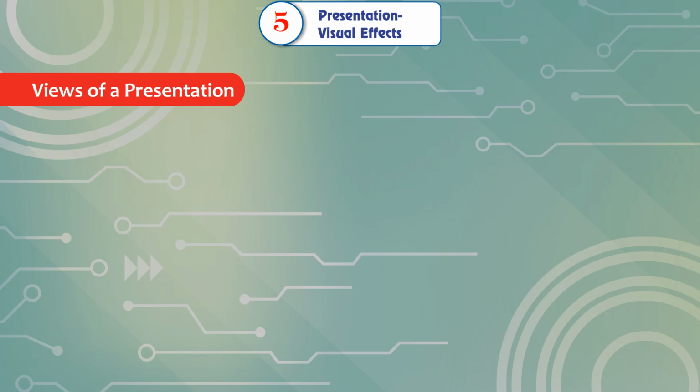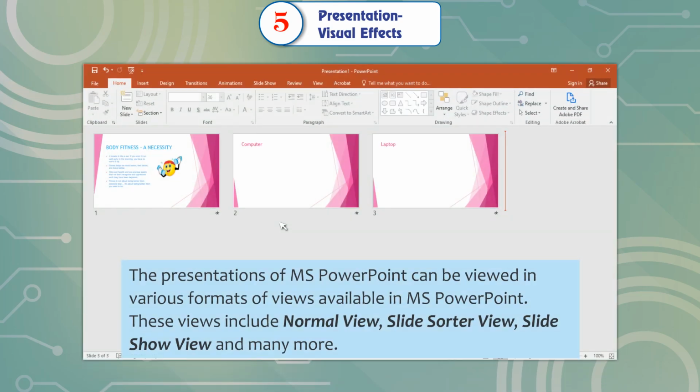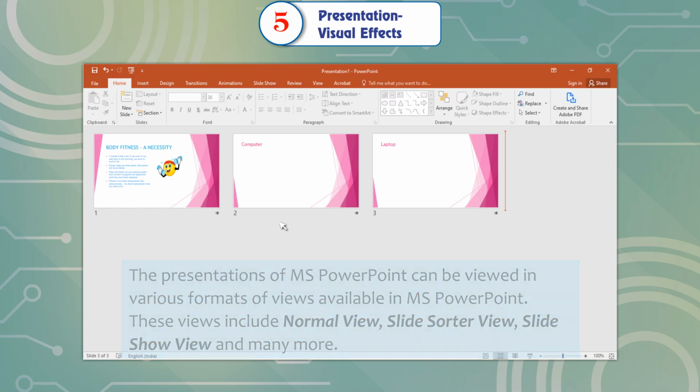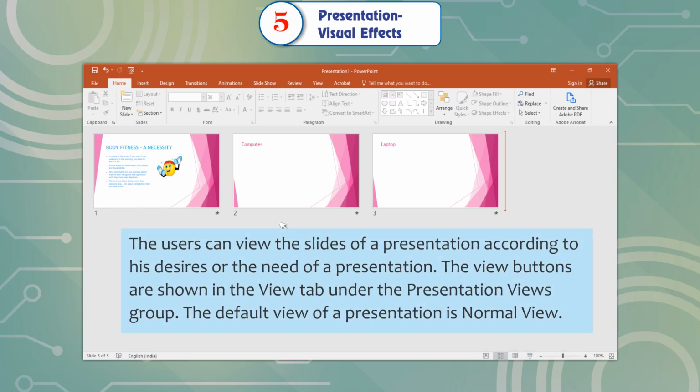Views of a presentation. The presentations of MS PowerPoint can be viewed in various formats of views available in MS PowerPoint. These views include normal view, slide sorter view, slideshow view, and many more. The users can view the slides of a presentation according to their desires or the need of a presentation. The view buttons are shown in the View tab under the Presentation Views group. The default view of a presentation is Normal View.